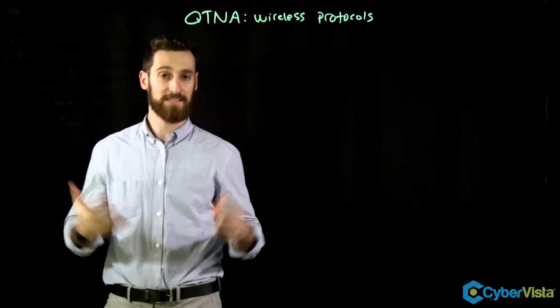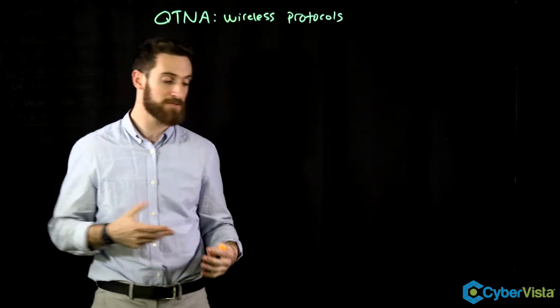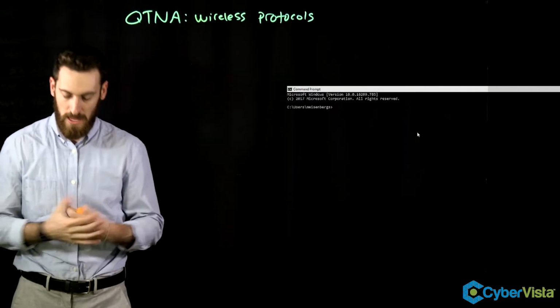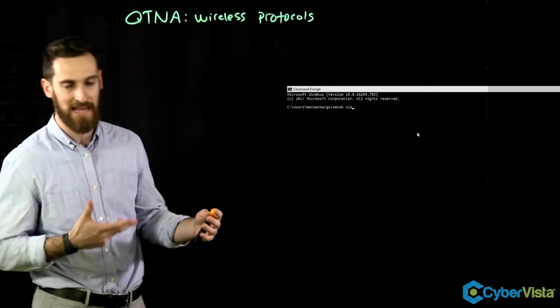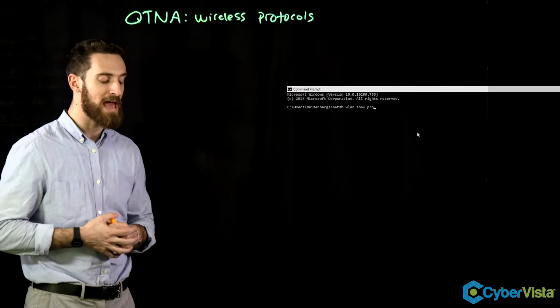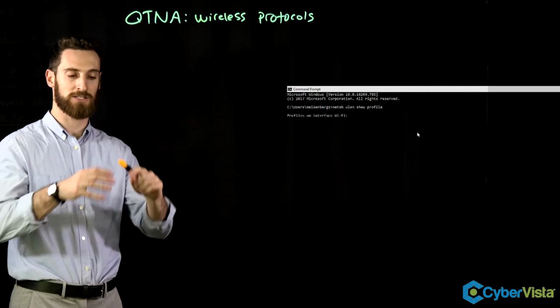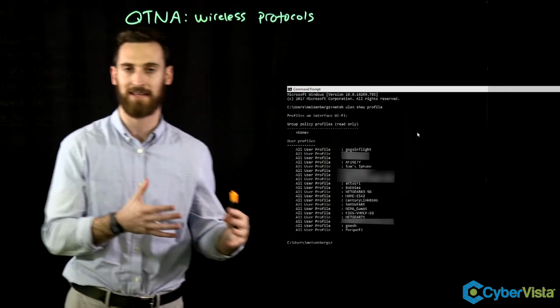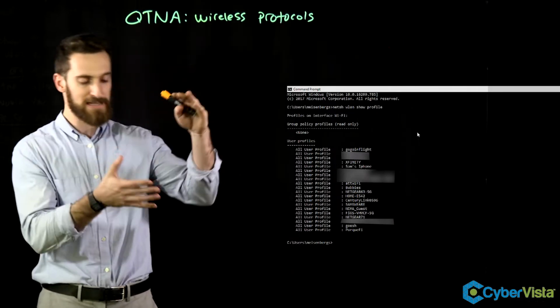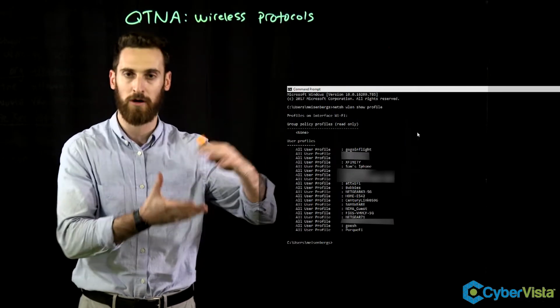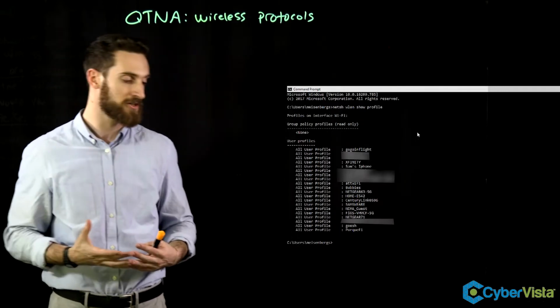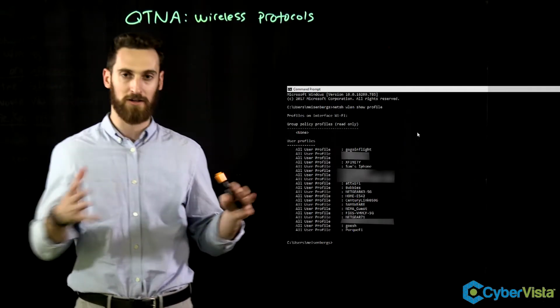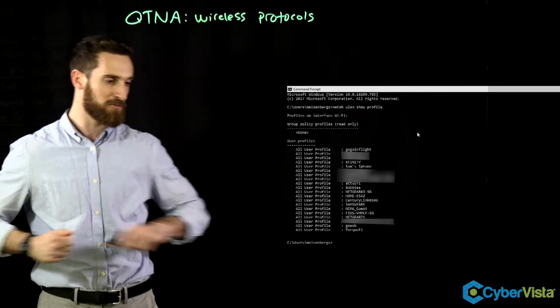So to help visualize the difference between personal and enterprise mode, we're going to open the command line. And in the command line, we're going to type in the command netsh, which stands for network shell. And basically what we're looking at here is all the profiles of our wireless LAN. And that just means we're going to list all of the access points or the SSIDs that this computer has actually connected to.